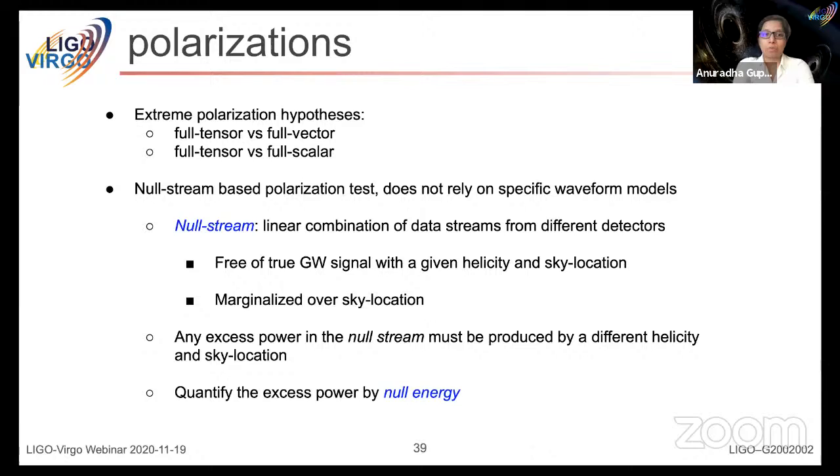Since the null stream shouldn't have a gravitational signal for a given helicity and sky location, any excess power in the null stream must be produced by a different helicity and sky location. We quantify this excess power in terms of null energy, and we try to constrain this quantity using the data. Next slide, please.